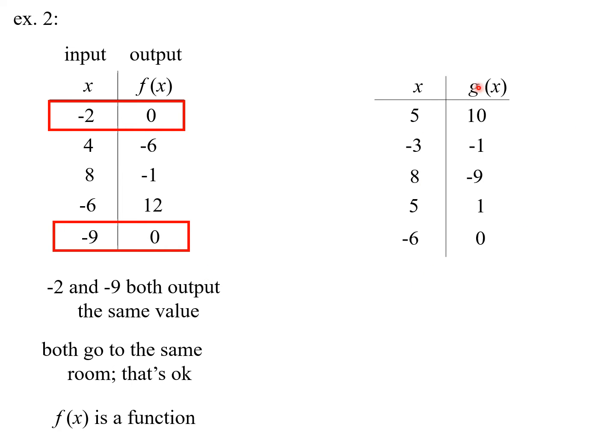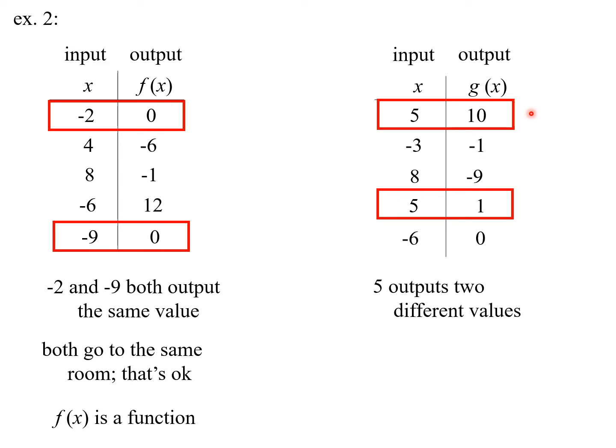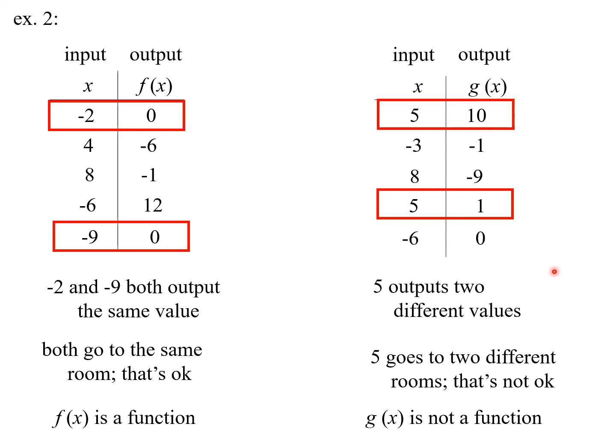However, let's take a look at this data set, and notice for an input of x and an output of g of x, the same input is taken to two different outputs, and that's not good. Person number 5 can't go to two different rooms. By that analogy, that's not okay. So g of x is not a function.